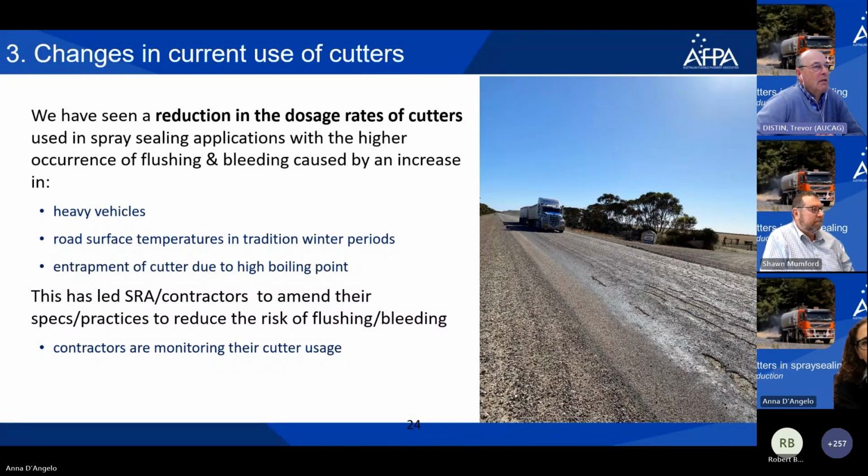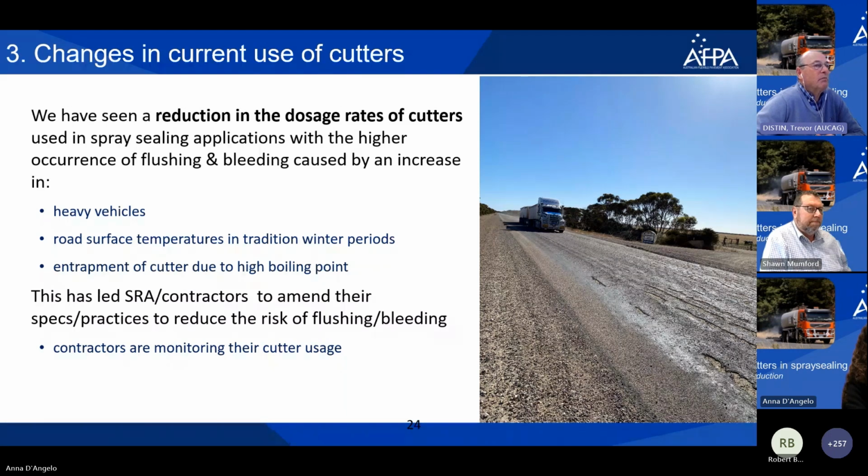It was also caused by some changes in our weather patterns, where we've seen some very warm spells of hot weather in what have been traditionally cooler winter periods, which has livened up the cutter or the binder in the new seal. And then, as Sean said, to operate in a more safe environment, a lot of companies have resorted to using high boiling point cutters. The challenge with these is they can stay and hang around in the binder a bit longer than the low flash cutters. So it takes a bit longer for them to escape out of these new seals.